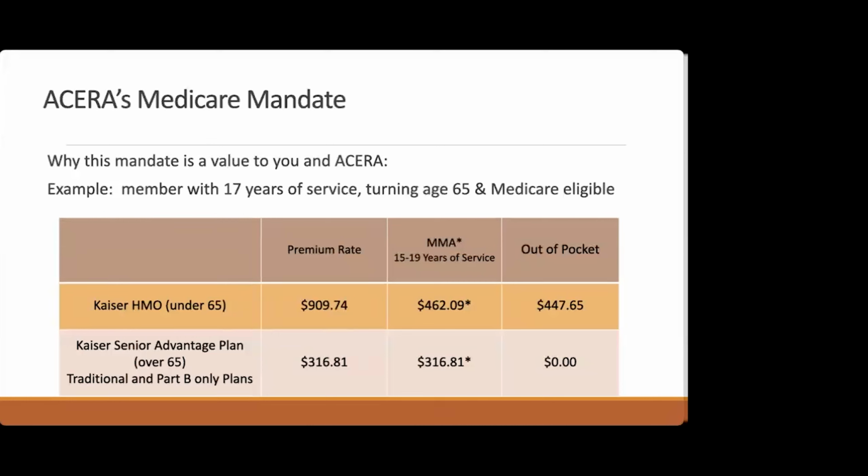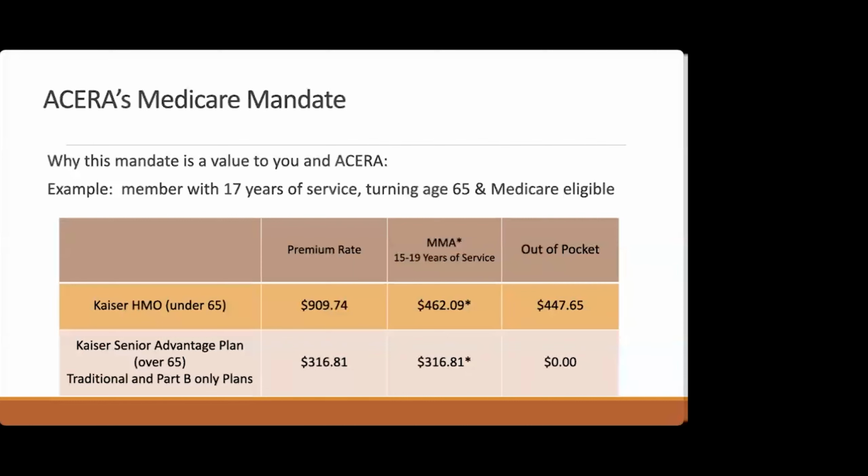And the medical monthly allowance that we provide to you as the member with 17 plus years of service, you get the entire cost of your premium covered, leaving you with $0 out of pocket each month for your medical plan. You're still responsible for things like copays and prescription costs like you normally are, but there's no premium. It's completely covered by Acera.